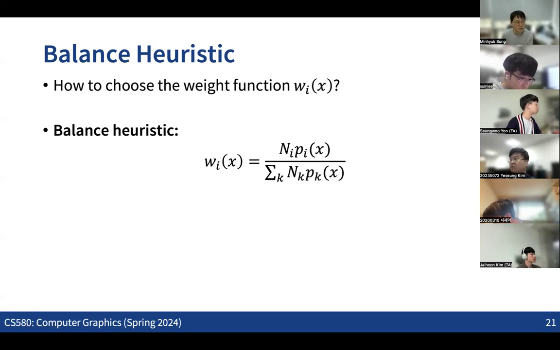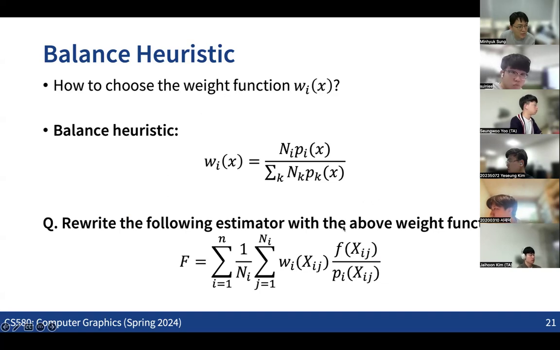So you can see this formulation. This is defined as choosing the weight function here. It takes the product of the number of samples and the probability, and divides this by the sum of the products of the number of samples and the probability. So let's do one more quick exercise. Can you quickly rewrite the following multi-sample estimator with the above weighting function, and let's see how it looks, and also what the meaning of having this balance heuristic is.